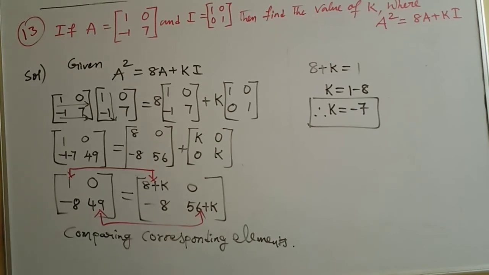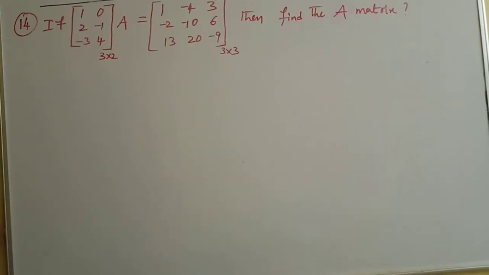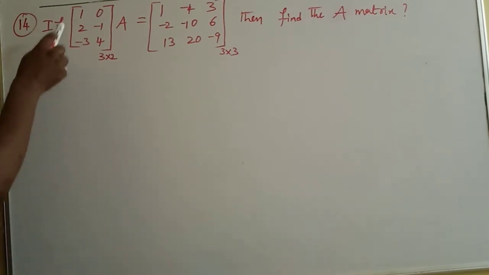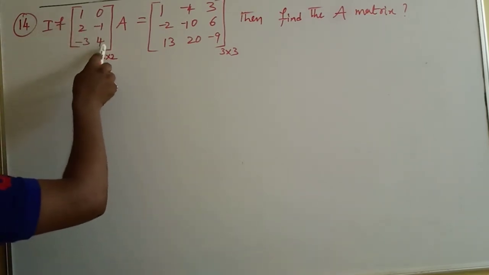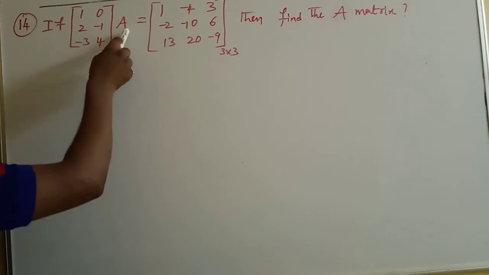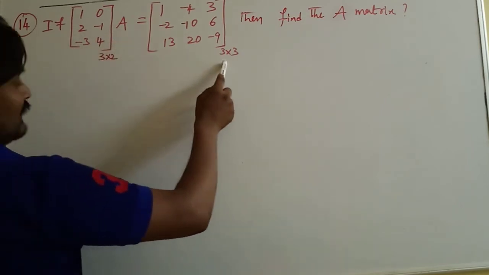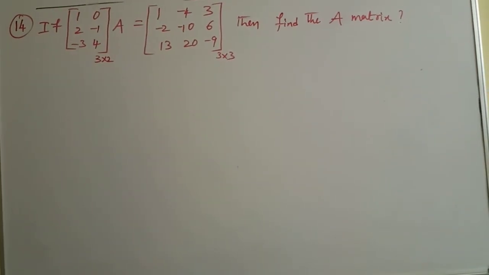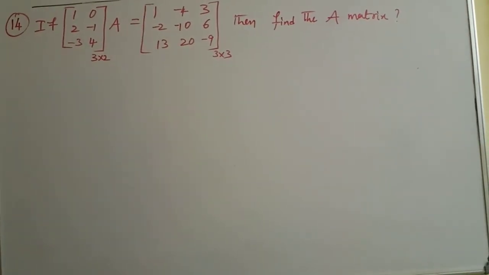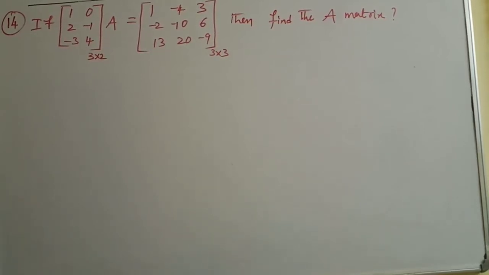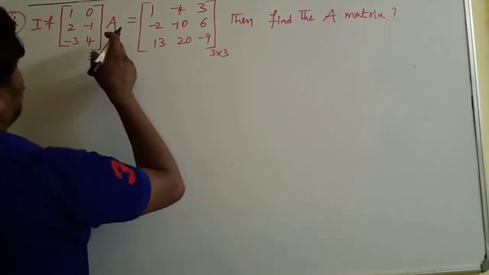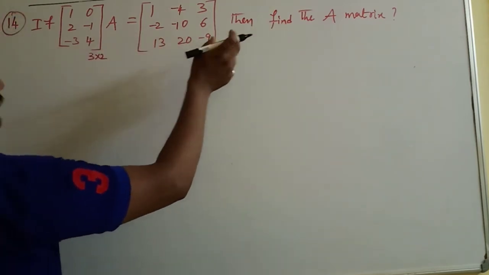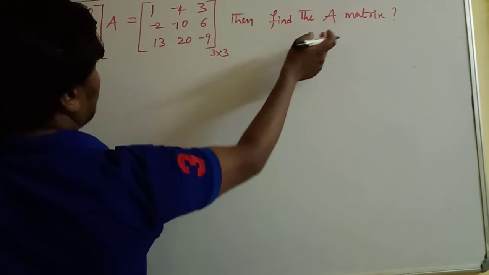Let's move on to problem number 14. They have given: if the 3 by 2 matrix [1 0; 2 -1; -3 4] multiplied with A gives this 3 by 3 matrix as the result, then find the A matrix.